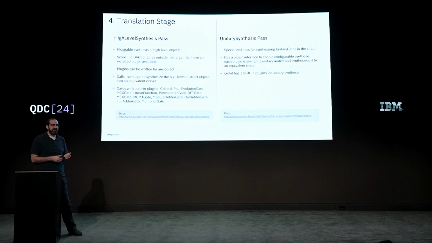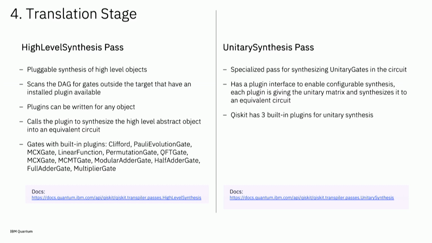And these are pluggable passes. So these are designed if you have any higher level, more abstract operations that are defined by some mathematical operator. Unitary synthesis is much easier to think about because it's a gate that's represented solely by its unitary matrix. And this pass is designed to synthesize just those. And it's pluggable so that people can come up with a new technique to go from a unitary matrix to a circuit and then write a plugin specifically to do that. We give the plugin a unitary matrix, it returns a circuit.